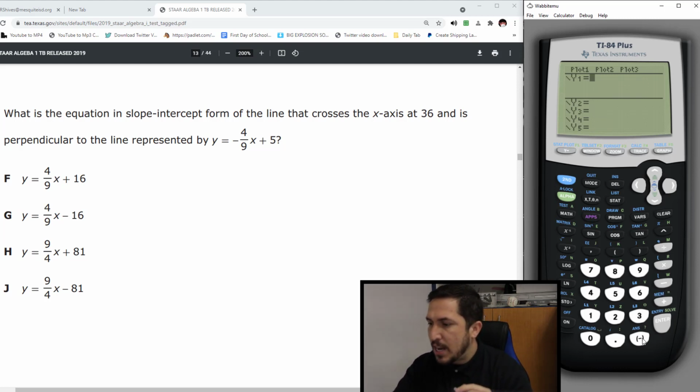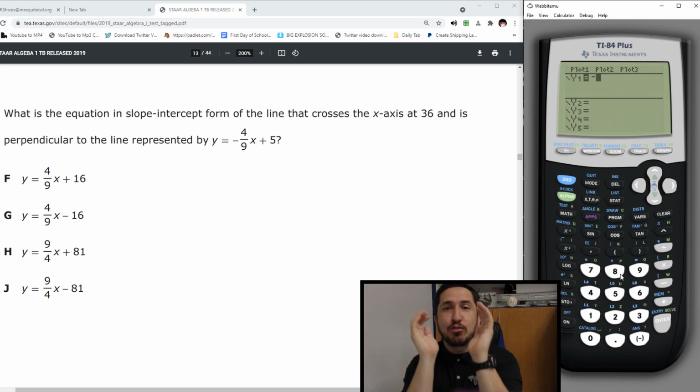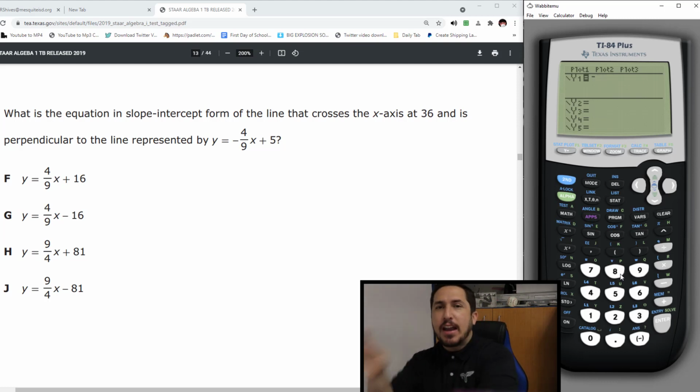Let's just do it. Y equals, that's going to be negative fractions. When you type in fractions, you have to wrap your fractions up, because the calculator won't understand. You see how they write it as 4 over 9? Well, if you type it in your calculator, you run the risk of your calculator thinking that it's -4 over 9x plus 5.